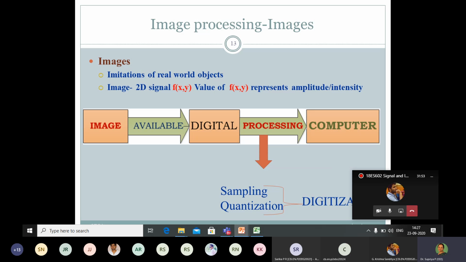What is this image processing? Again, the same term f of xy has been introduced. We are trying to imitate real world objects. So what are we going to do? Let us assume that you are sitting in your home, there is a tree nearby. You are just going to take a photograph of this particular tree and you would like to locate if a bird is sitting on the tree. Is it possible? Yes, it is going to be possible.